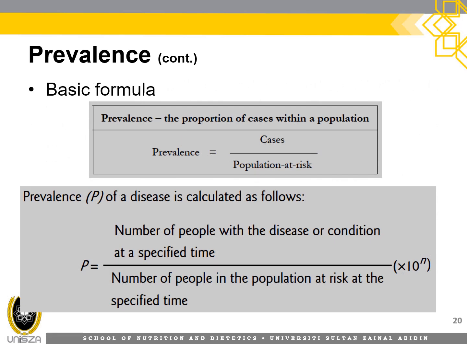This slide shows the basic formula for prevalence. So prevalence is equal to cases divided by population at risk. So prevalence of a disease is calculated as follows. P is equal to the number of people with the disease or condition at a specified time divided by the number of people in the population at risk at the specified time. And we times this by 10 to the power of n as a factor.